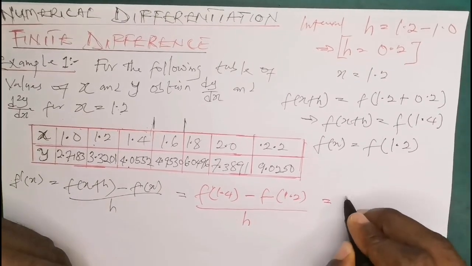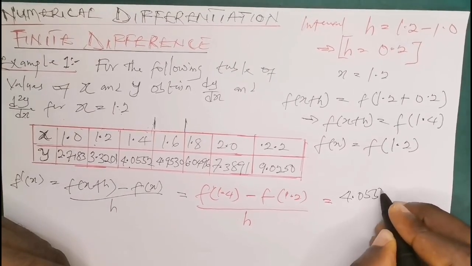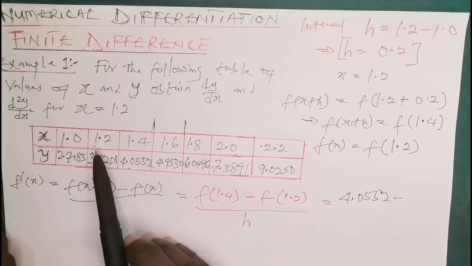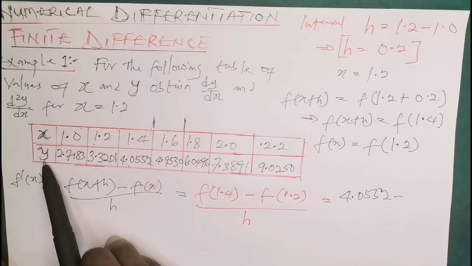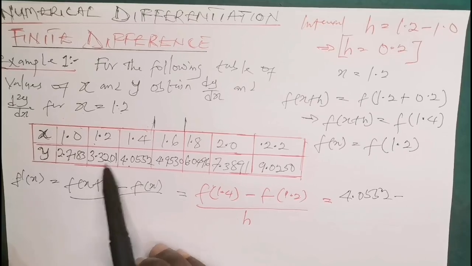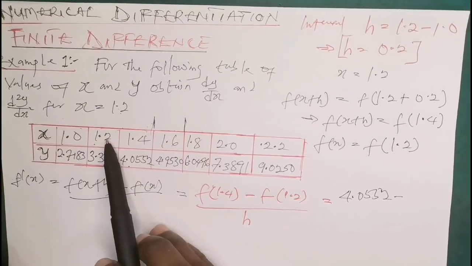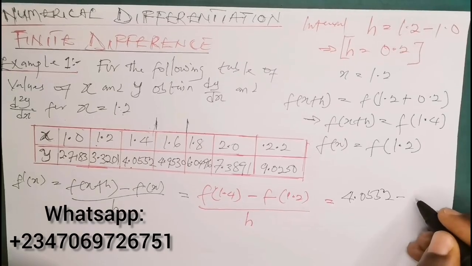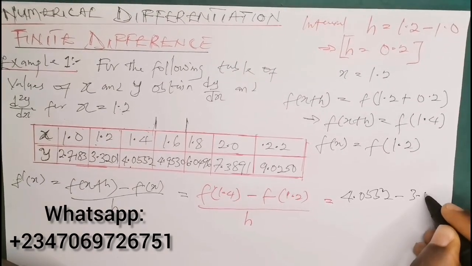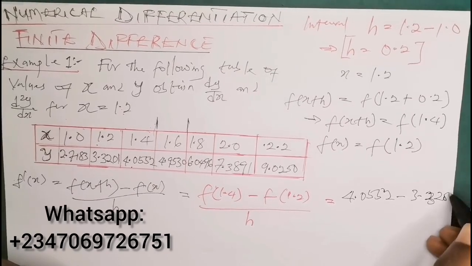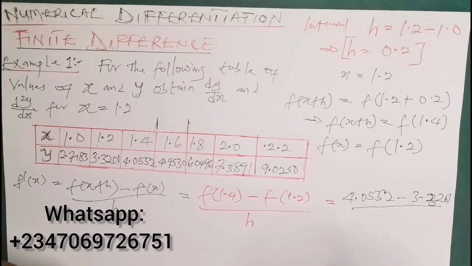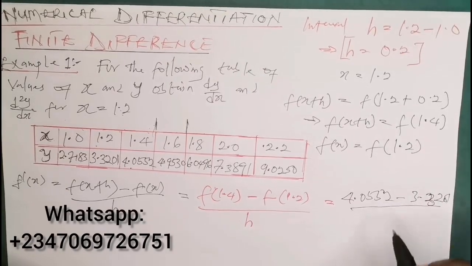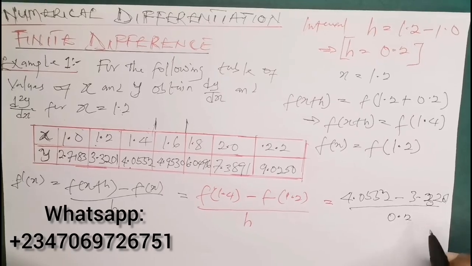So you put it down: 4.0552 minus f of 1.2. When x is 1.2, the value of y, which is f of x, is 3.3201 from the table. So this becomes minus 3.3201, divided by h, and h is the interval. We obtained the interval earlier as 0.2. So divide by 0.2.